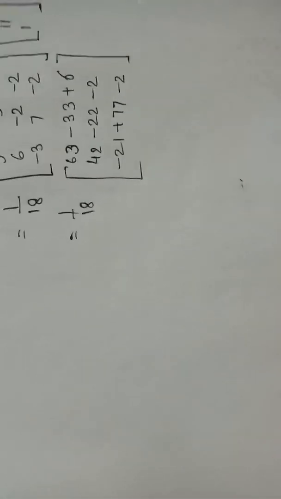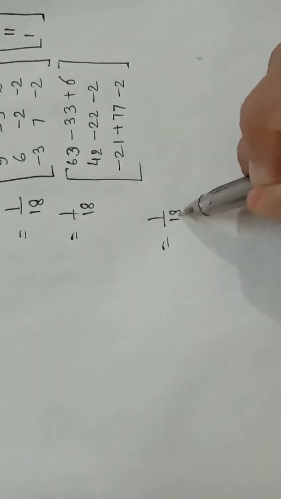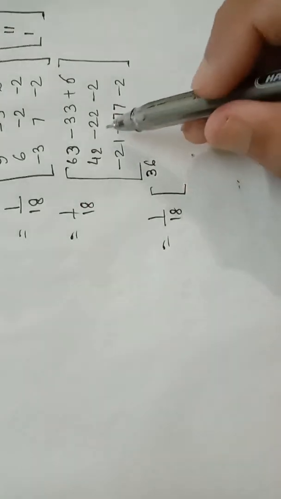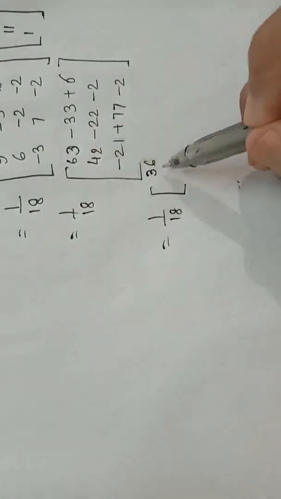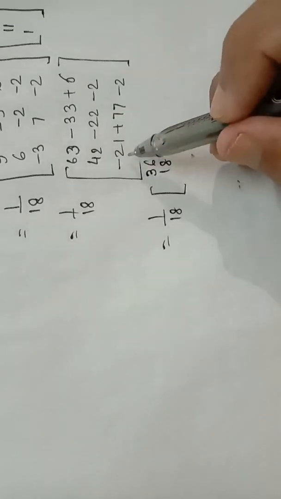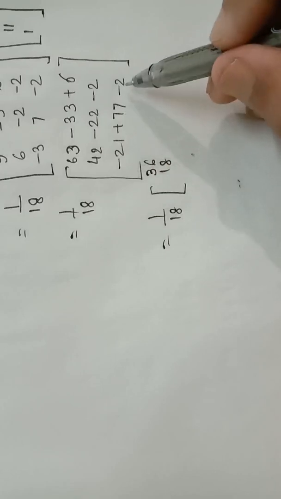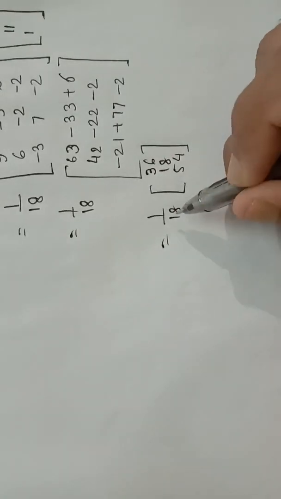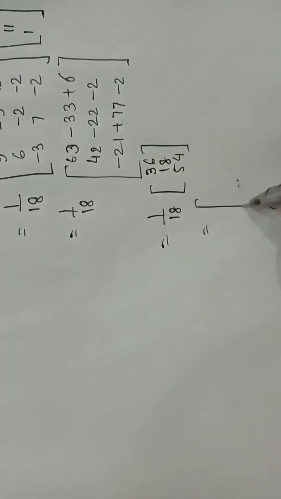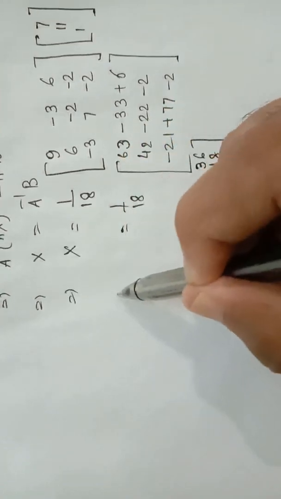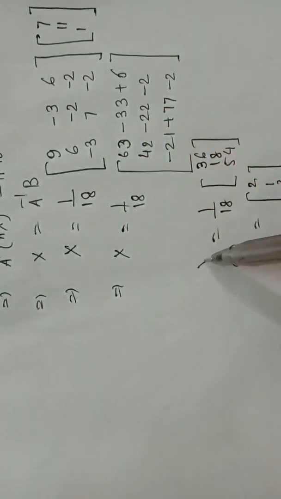If we simplify, 1 by 18 into 63 minus 33 is 30 plus 6, 36; 42 minus 22 is 20 minus 2 is 18; and 77 minus 21 is 56 minus 2 is 54. So 1 by 18 into this will ultimately be 2, 1 and 3, and you can see matrix X is equal to this.